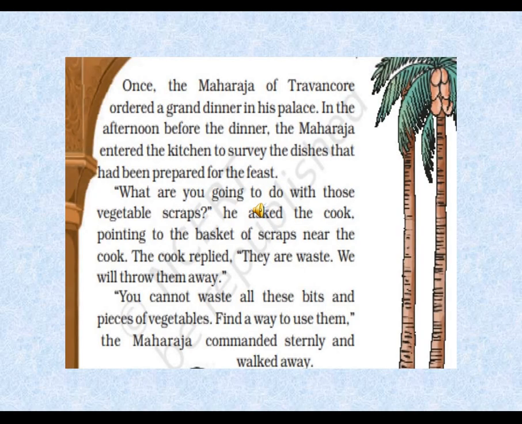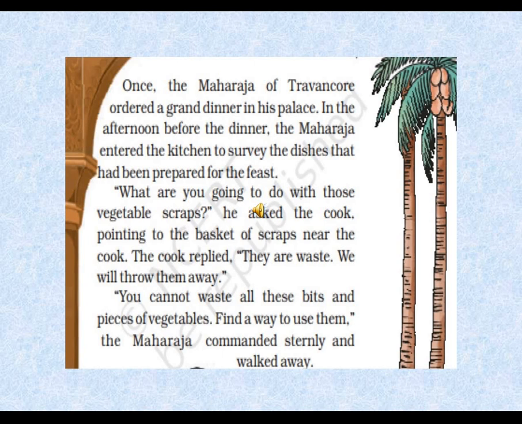So when the cook is asked by the Maharaja about what he is going to do with the vegetable scraps, the cook replied, "They are waste. We will throw them away." Now, this is something that we know, right? This is a very logical answer. What do we do to the peels or the parts of vegetables and fruits? We just throw them away, right? We do not use it for anything else because it cannot be used.